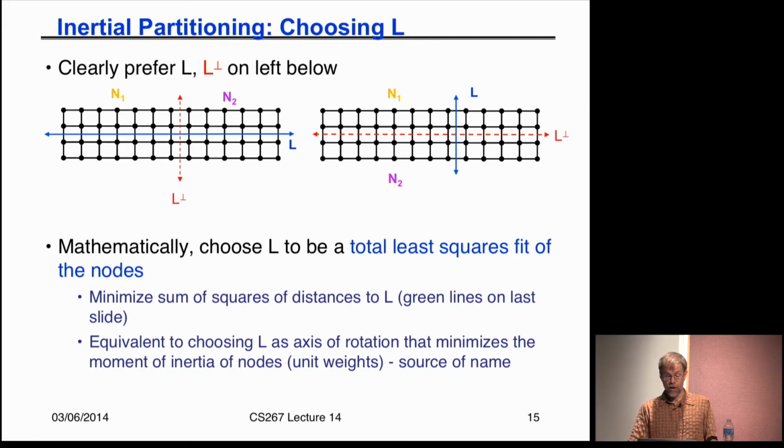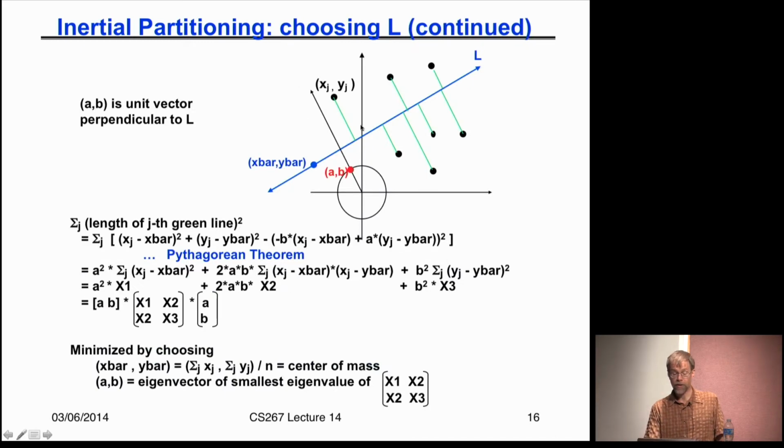Okay, so the next question is, how do I compute this least squares fit capital L? That turns out to be one more simple page of algebra, which I'll show you. So here's the picture again. And what I want to do, as I said, is to pick the line capital L to minimize the sum of the squared lengths of all the green lines. And so let me just write that down. There's the sum over all the lines of the squared green lengths.